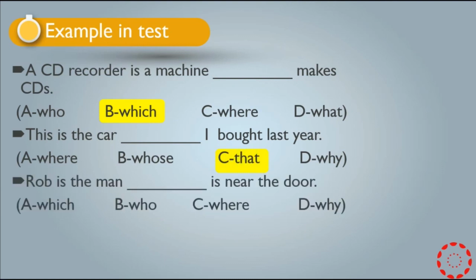And Rob is the man dash near the door. Who is near the door? So you have to be careful about whether it is a man, a person, or a thing.